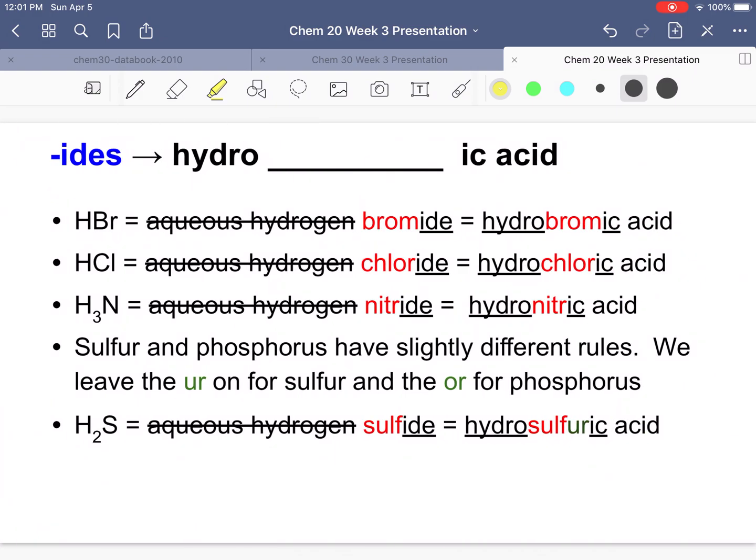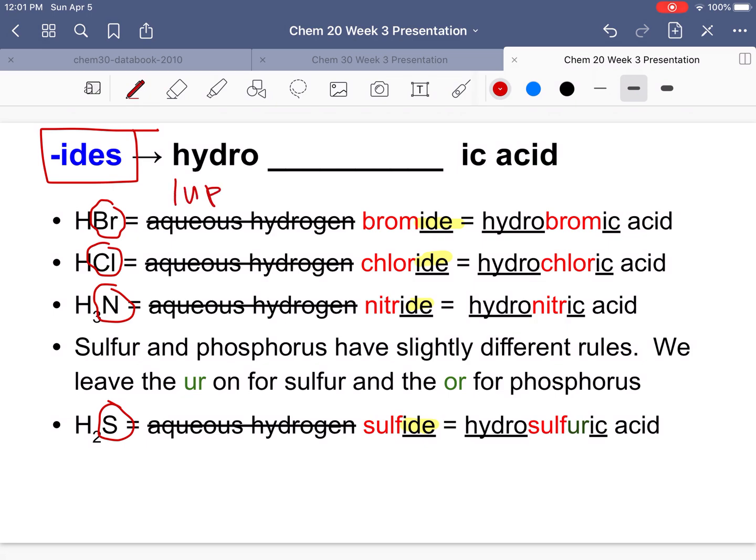All right, check these out. These are all examples where we are dealing with ides. Now, by that I mean, and consider this, bromide, chloride, nitride, and sulfide. All of these are ide endings, no exception. Now, we've got 2 different scenarios that are being listed here. The first one is the IUPAC naming, that nice easy one. Aqueous hydrogen bromide, aqueous hydrogen chloride, etc., etc. You need to know how to do that, but it's much, much easier. Let's go into the classical naming.